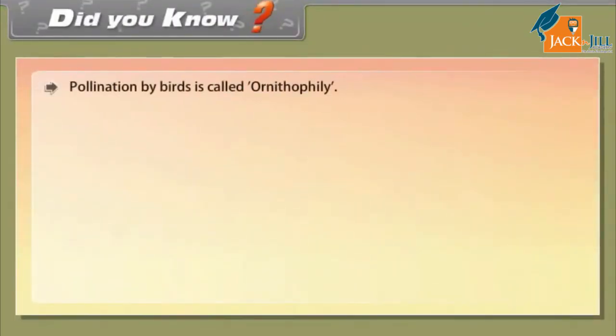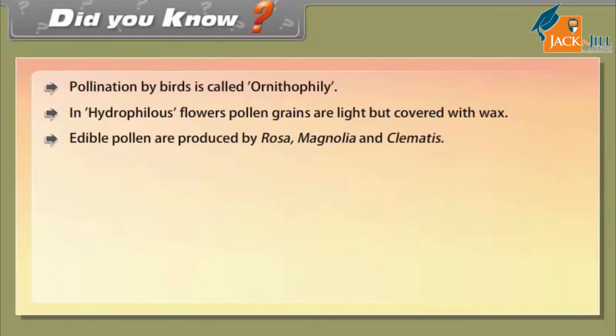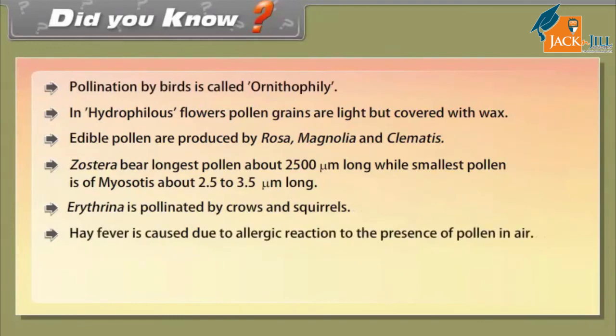Did you know pollination by birds is called ornithophily? In hydrophilous flowers, pollen grains are light but covered with wax. Edible pollen are produced by rosa, magnolia and clematis. Zostera bears the longest pollen, about 2500 μm long, while the smallest pollen is of myosotis, about 2.5 to 3.5 μm long. Erythrina is pollinated by crows and squirrels. Hay fever is caused due to an allergic reaction to the presence of pollen in air.